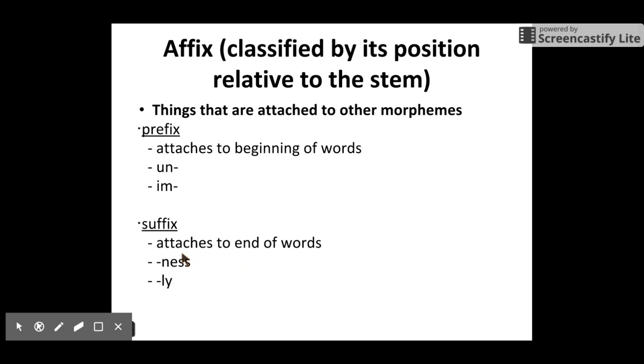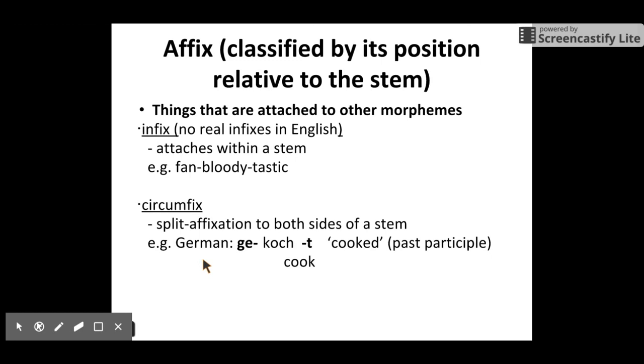words. For example, we have -ness: happy, happiness, and with -ly: happy, happily. So these morphemes attach to the end of other words. These are called suffixes. And we have two more special affixes.